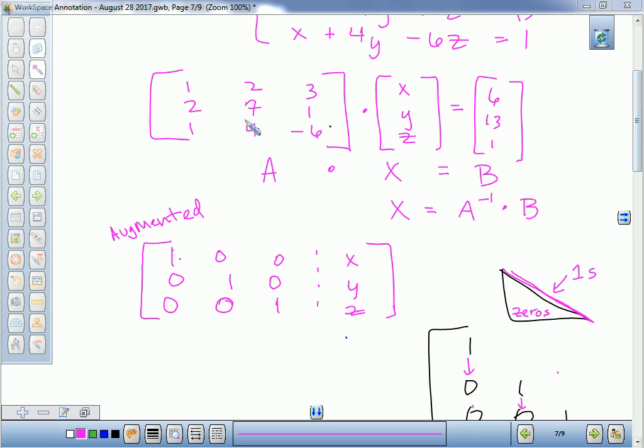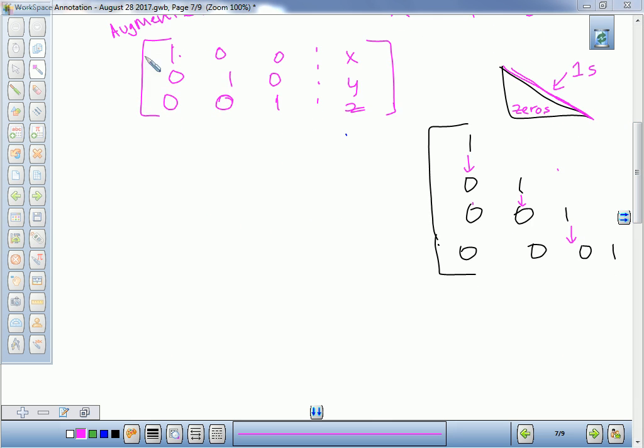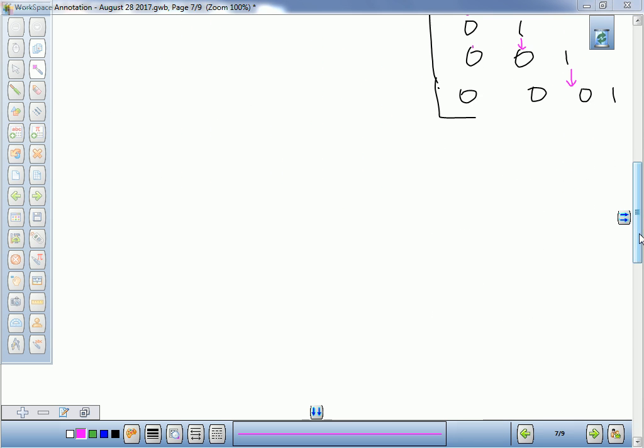Our first equation is x plus 2y plus 3z, and that equals 6. Our second equation is 2x plus 7y plus z, and that equals 13. And the third equation is x plus 4y minus 6z equals 1. And so we already know how to represent this as a matrix.